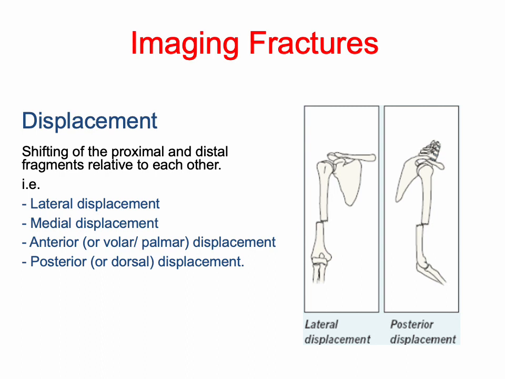It's important to remember anatomical position when we're talking about displacement, being that arms are by the sides with palms out. It gets a bit complicated in the arms, so sometimes people will describe them as volar or palmar displacement or dorsal displacement rather than anterior and posterior displacement.